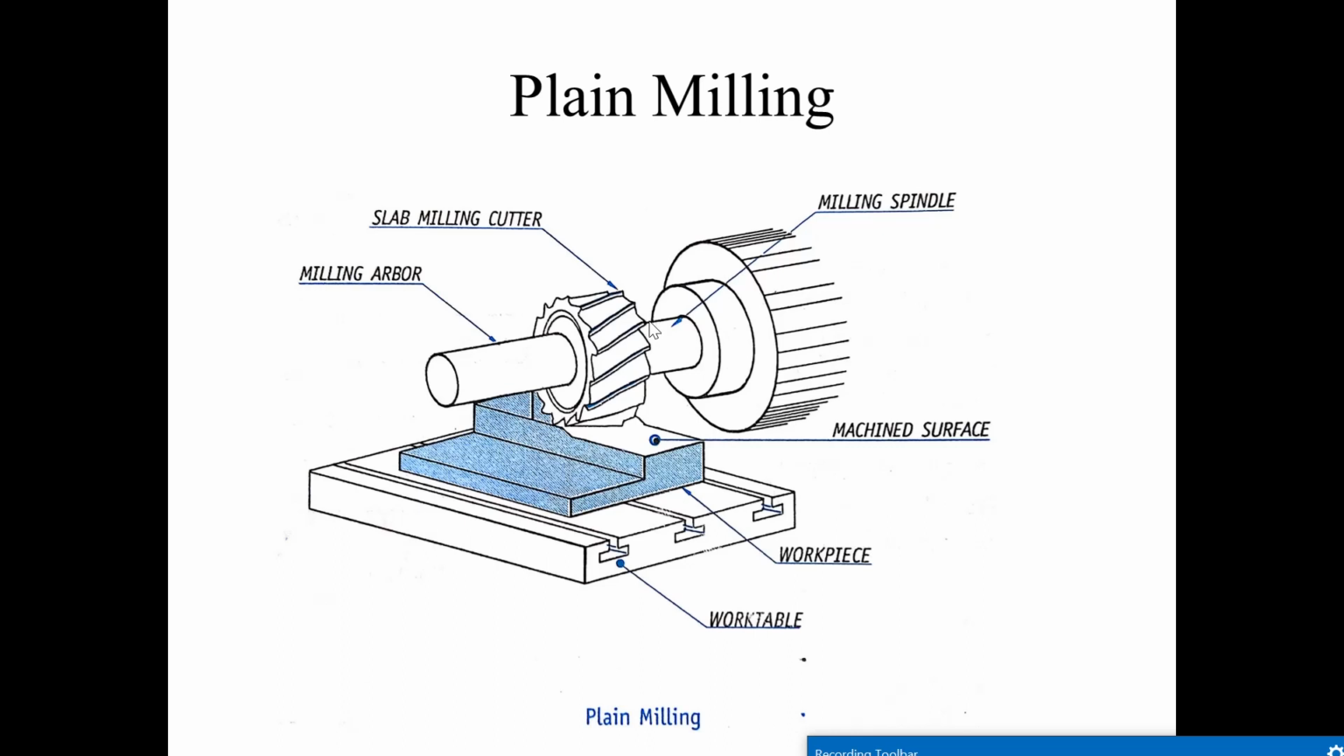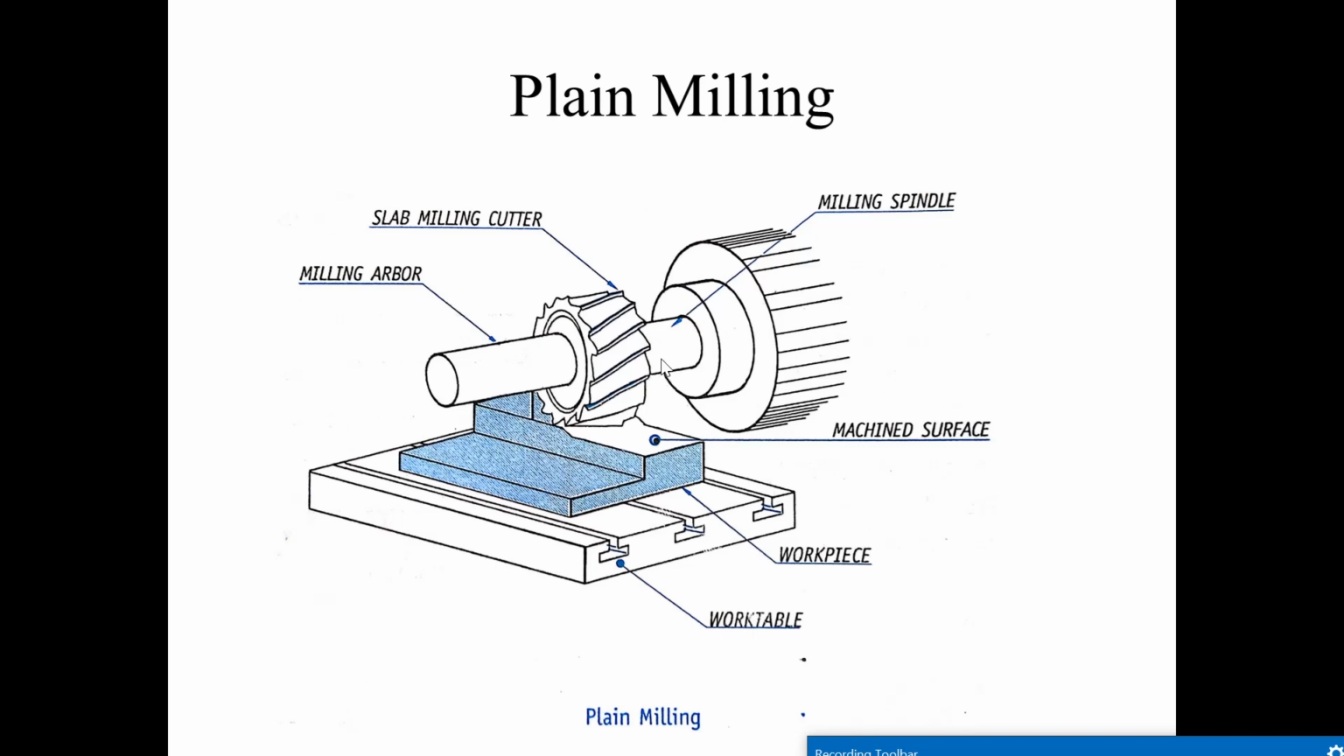It has straight or helical teeth. The teeth may be straight or helical in fashion at the outer periphery of this cylindrical surface. This operation is performed in a horizontal milling machine. Here the arbor is horizontal, and we perform this operation in the horizontal milling machine. So this is about plain milling.